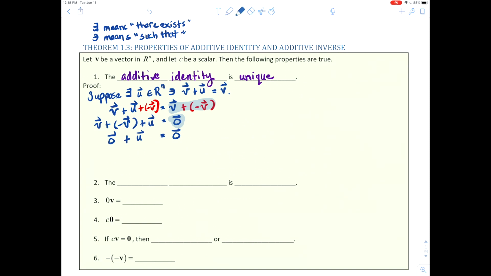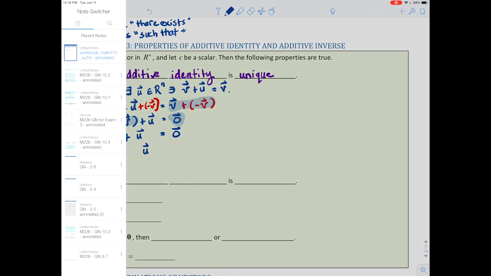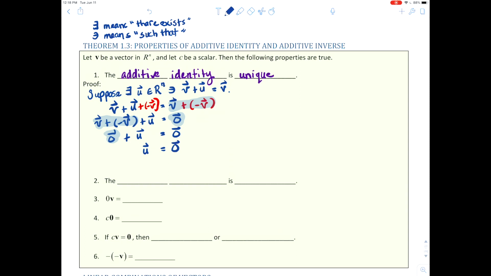So again, it's the same operations. I'll use the same highlight. And the zero vector plus any vector is just that vector. So the vector u has to be the zero vector. Well, what can we conclude from that? Therefore, the additive identity is unique. We tried to find another one out there, but we just got the zero vector again. Groovy?